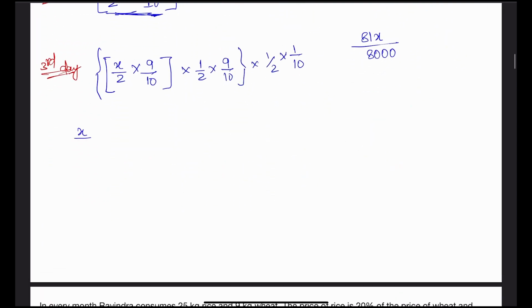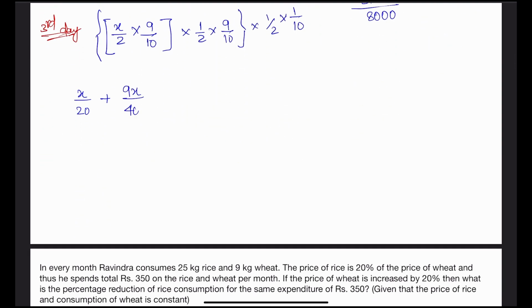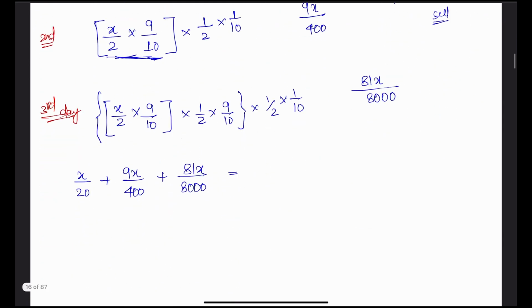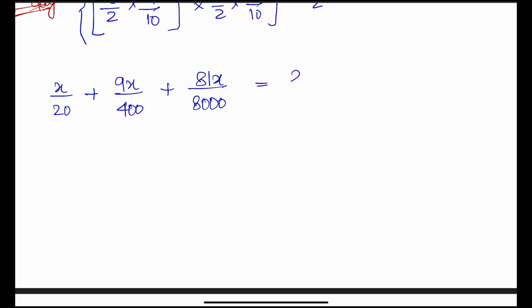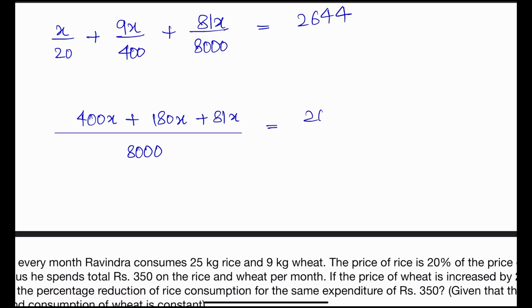x by 20 plus 9x by 400 plus 81x by 8000, and we know this is equal to 2644. So let's take the LCM, 8000. 400x plus 180x plus 81x will be 2644.